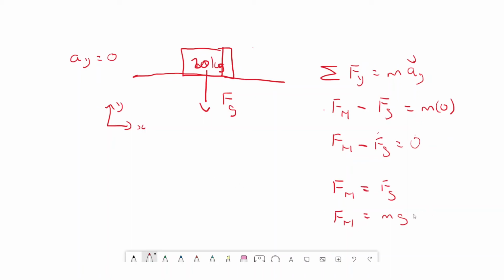Okay, and then what is that? That is 20 multiplied by 9.8. I've already found it. It's 196 Newton. All right, so this is the magnitude and it's going up.